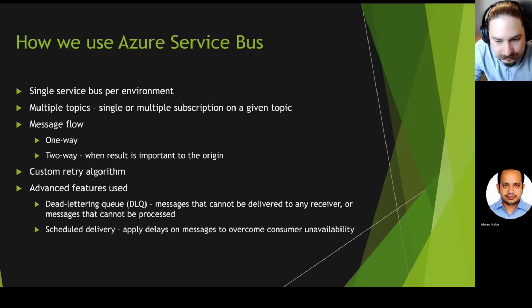Okay, so we have a custom retry algorithm using scheduled delivery, and we use the dead-letter queue. The dead-letter queue is a queue used for messages that cannot be delivered, or when something happens during processing. Maybe an exception was thrown, and this message that was going to be received goes into the DL queue. Okay.